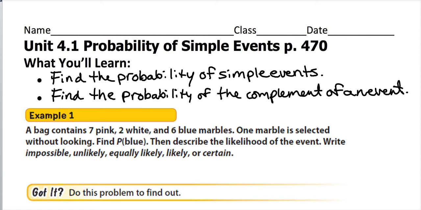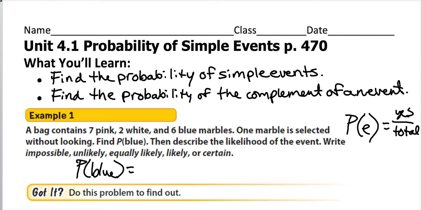Okay, well, when we're finding probability, the probability of an event, okay, so P(E), means the number of favorable outcomes over the total outcomes. Okay, so I always say yes, it can happen over total. So yes over total. So for this one, we're going to find the probability of blue.